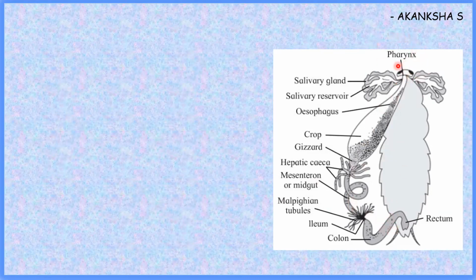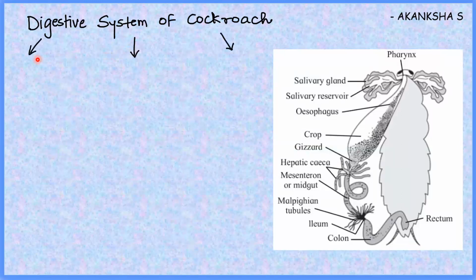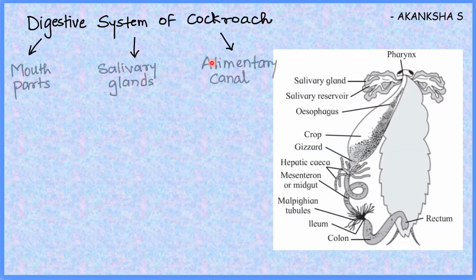It starts with something called the pharynx or the mouth organs and ends at the rectum or the anal cavity. So this entire section is going to be the digestive system of the cockroach. Now, this digestive system gets divided into three sections: mouth parts, salivary glands, and alimentary canal.